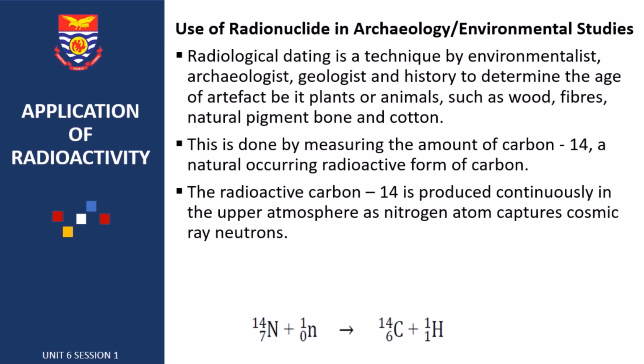The carbon-14 is a naturally occurring radioactive form of carbon. The radioactive carbon, that is the carbon-14, is produced continuously in the upper atmosphere as nitrogen atoms capture cosmic ray neutrons. Now, if you have nitrogen and it interacts with a neutron, it can produce this carbon-14 with the emission of a proton.